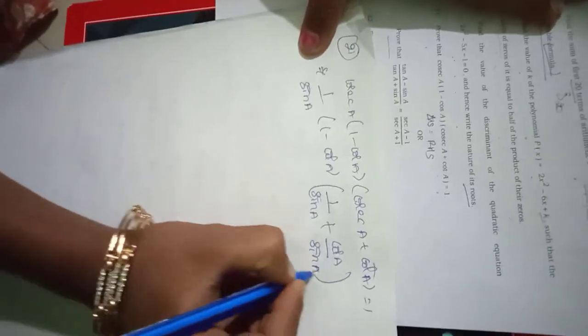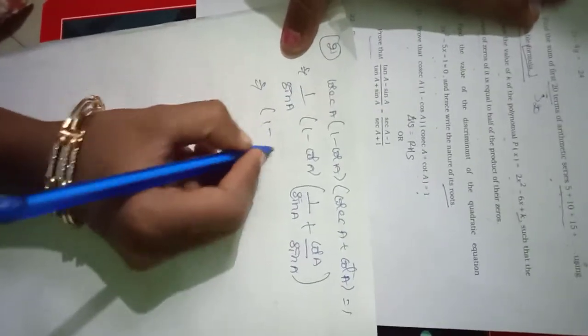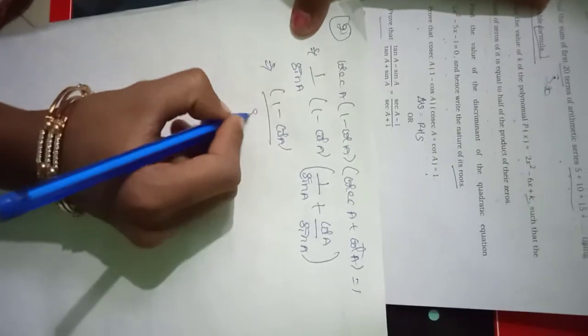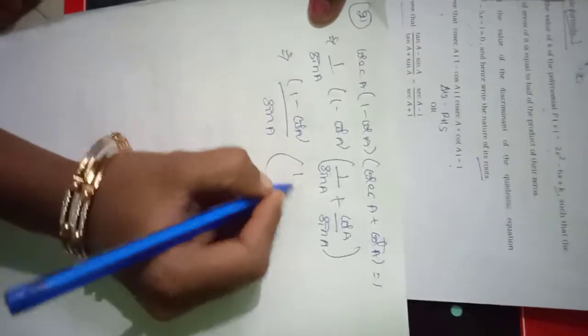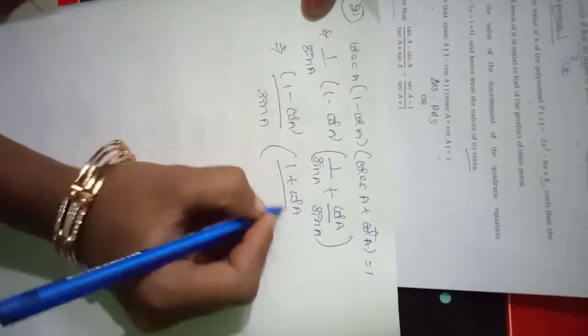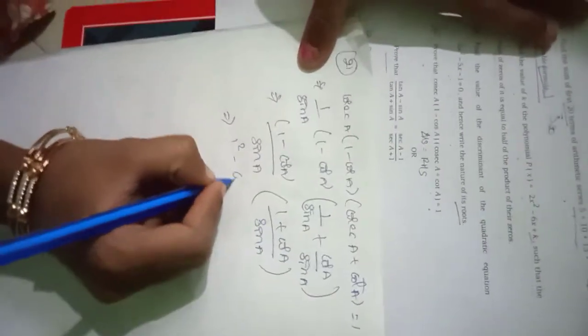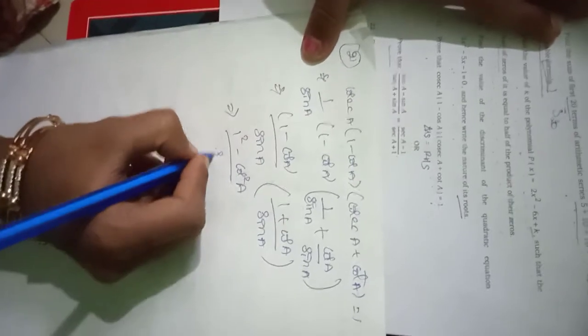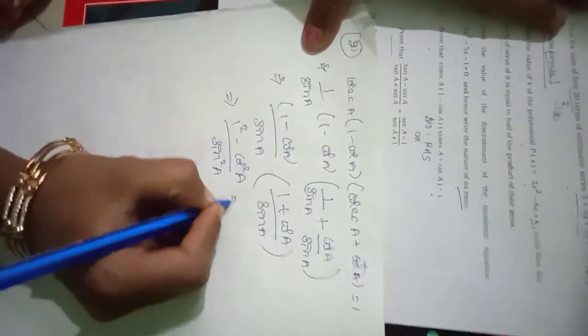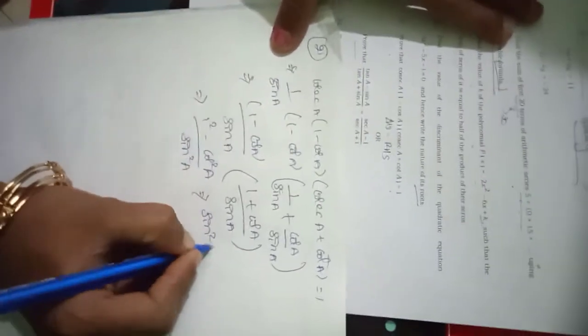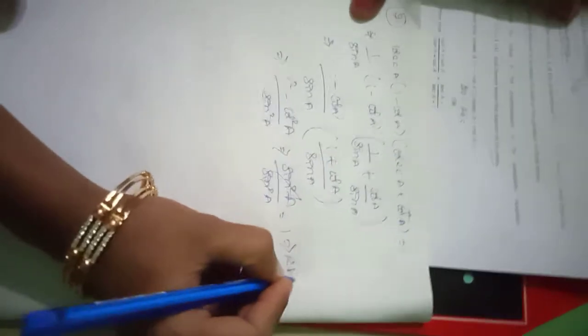Then cot is in terms of cos A by sine A. Then 1 minus cos A by sine A, then 1 plus cos A by sine A. Then 1 minus cos square A by sine square A, which is sine square A divided by sine square A, equal to 1. This is the RHS, which we have now proven.